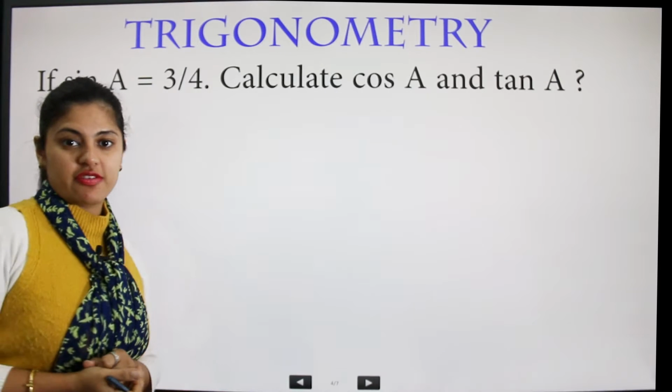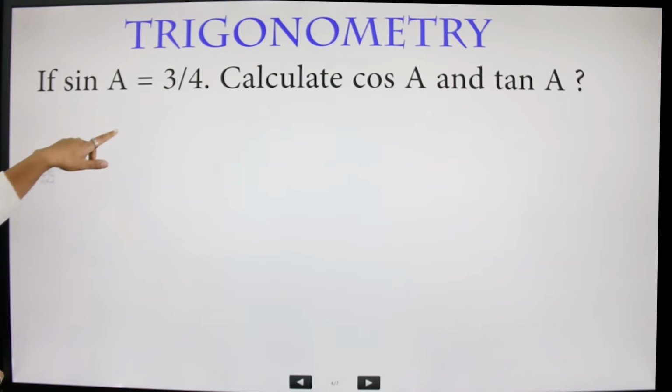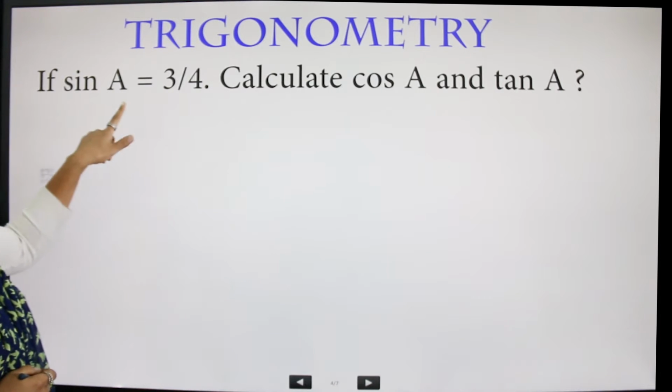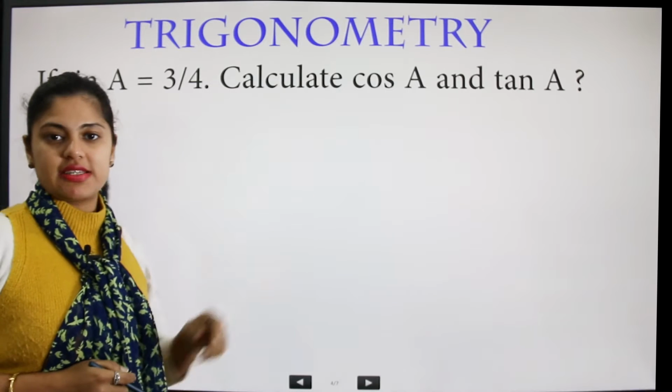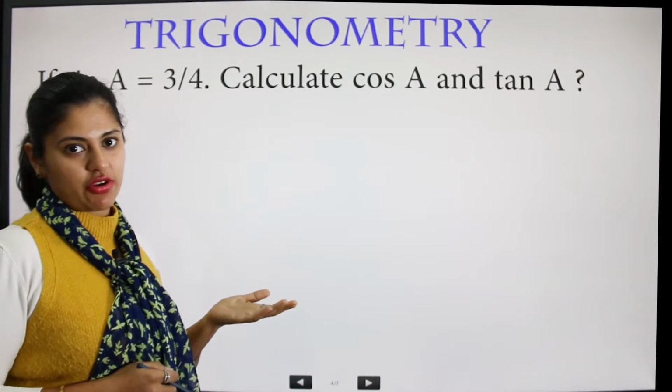Let's learn more questions about trigonometry. So we have, if sin A is 3 by 4, so we have been given sin A as 3 by 4, calculate cos A and tan A. So we have to calculate other trigonometric ratios.